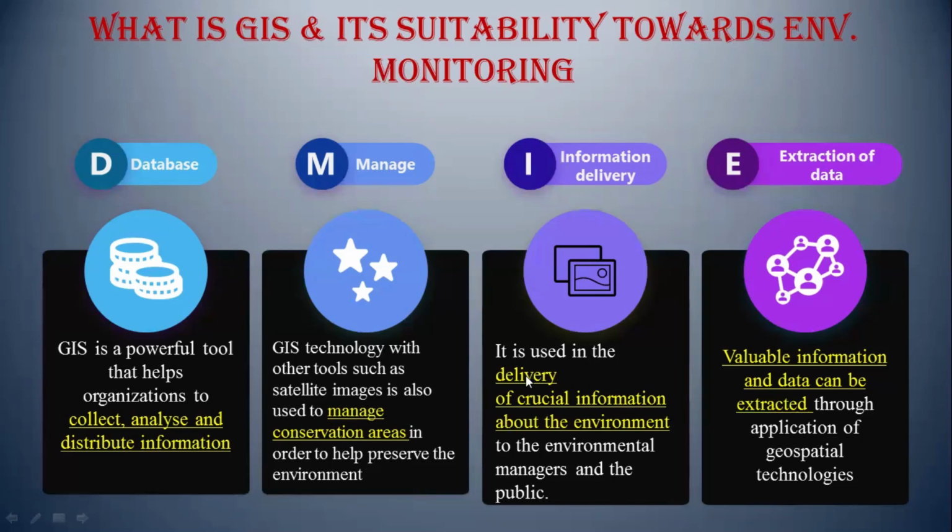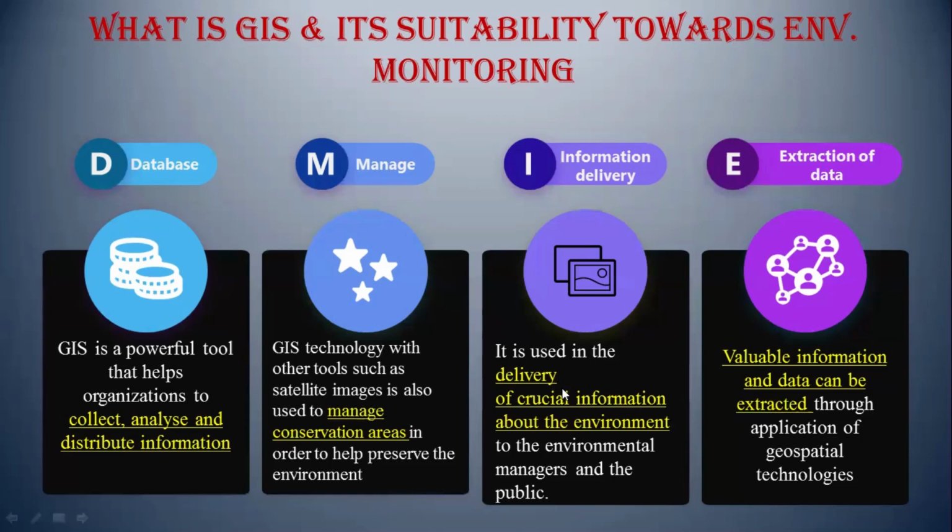Third, GIS is a very important information delivery system. Whatever information is obtained has to be delivered. If it is not delivered, then the environmental managers and the general public won't be able to take proper action on it. So it is used in the delivery of crucial information about the environment.